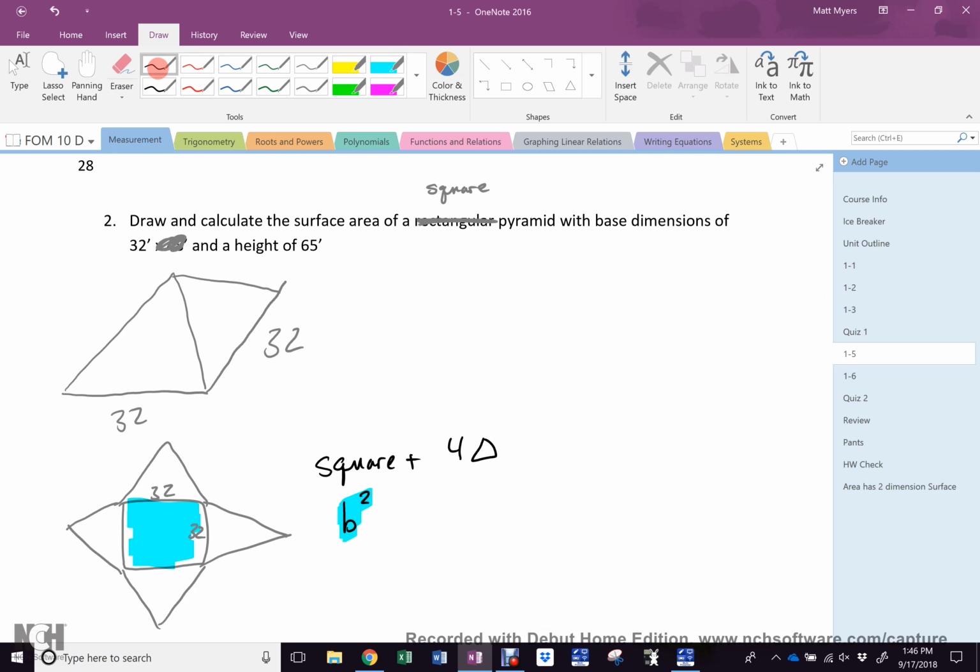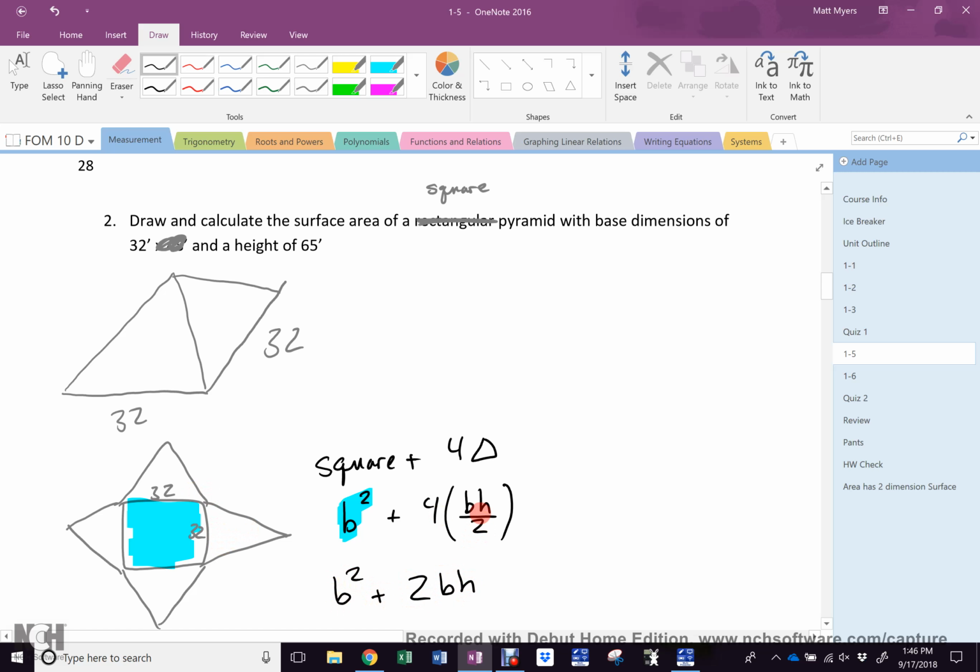Now, 4 triangles. What's the formula for the area of a triangle? Base times height divided by 2, correct? Now, if there's 4, what happens to that 4 and that 2? 4 divided by 2, which is what? 2. So this whole pyramid must be the base squared plus 2 base times height. Right? Because the divided by 2 is canceled out. Everybody cool?